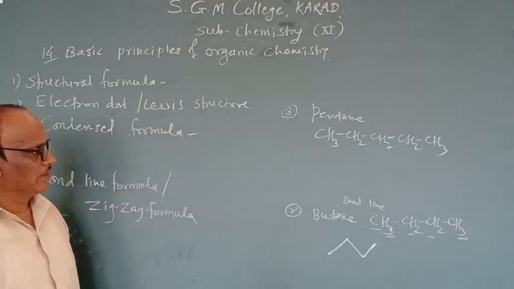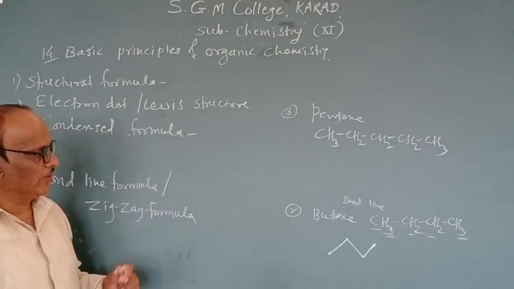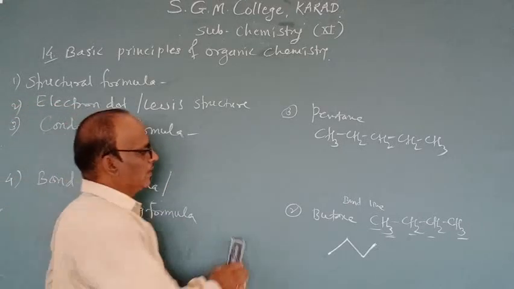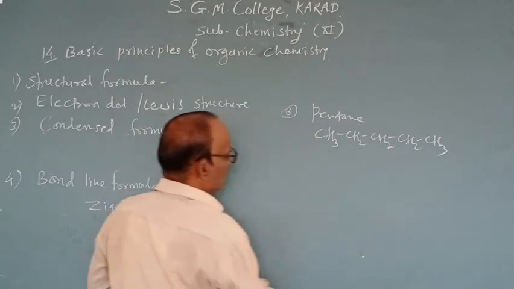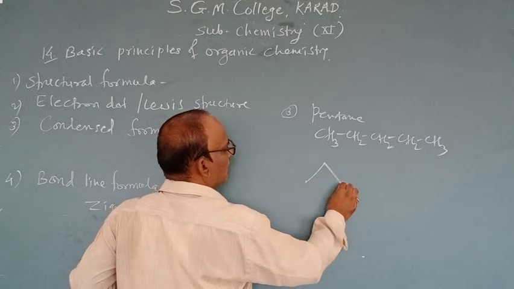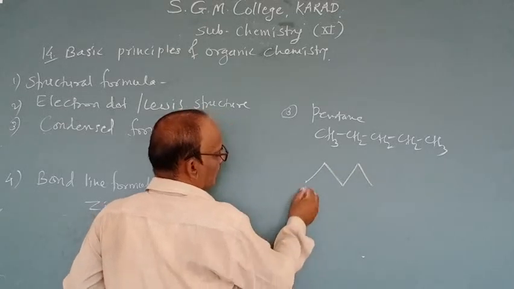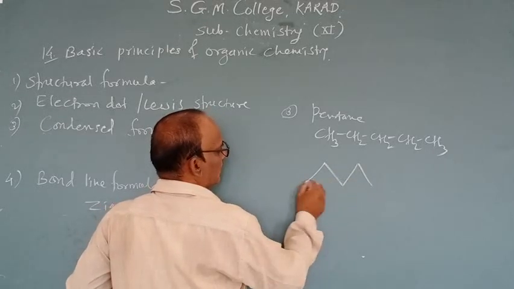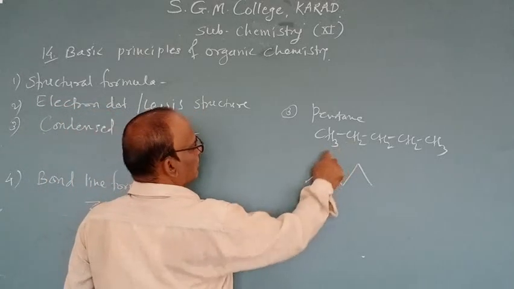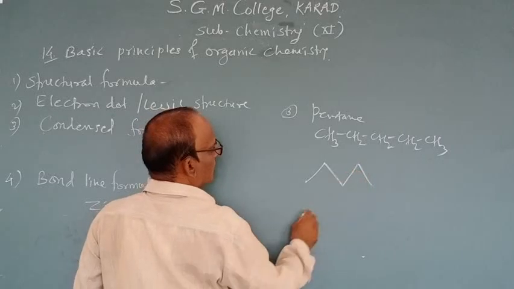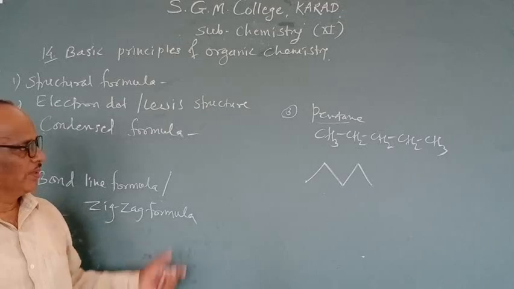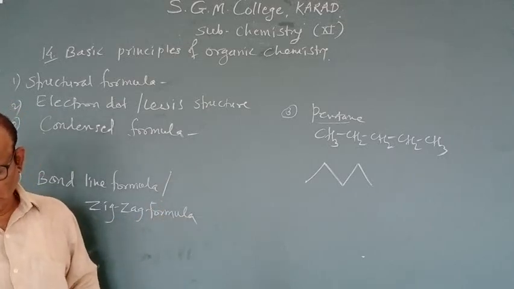5 carbon atoms means there is a zigzag chain of 5 carbon atoms, and the middle 3 carbon atoms are present at the intersection of these 2 bonds. So we start from here, first carbon atom, second, third, fourth and fifth. Means at this point, first terminal, and last terminal, a CH3 group is present. Here CH2, here CH2 and CH2. So this is the bond line formula for n-pentane. N means carbon atoms are in a continuous chain.